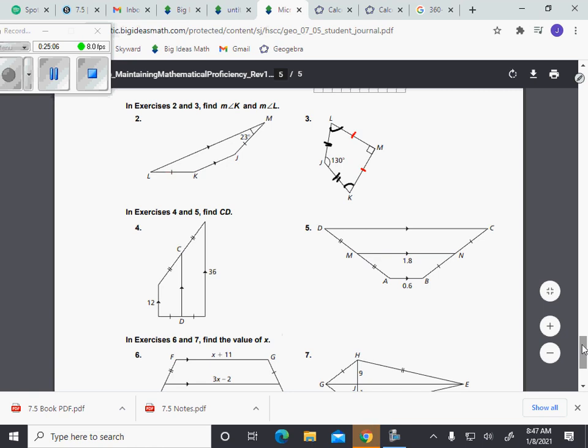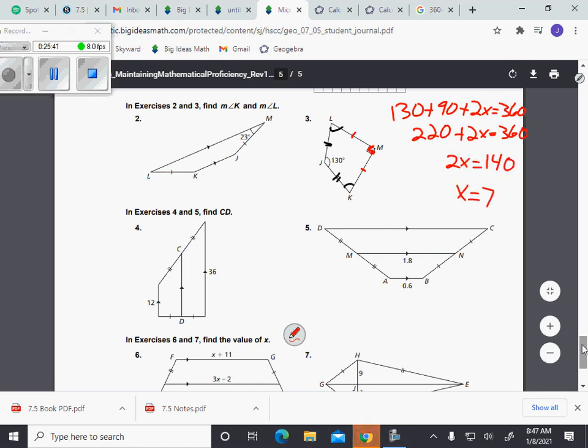We have to find these a lot similar to how we found K in the last one. We have to add them up and set them equal to 360. So we know that we have 130 plus 90 plus 2x equals 360. And again, we have two of the same angles. 130 plus 90 is 220, plus 2x equals 360. Subtract, we get 2x is equal to 140, and then x is equal to 70. So we know that the measure of angle L and K equals 70.